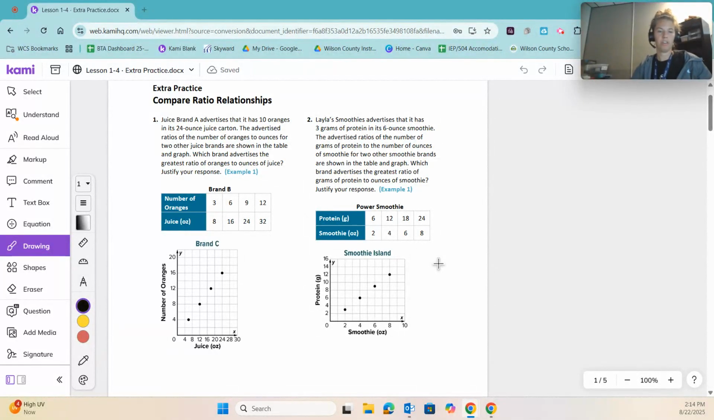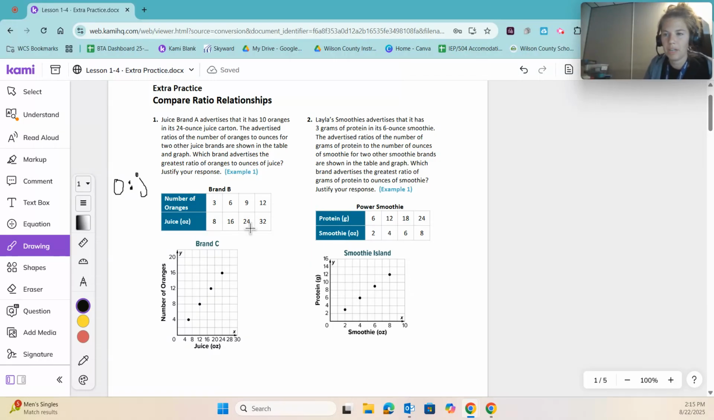Today we are comparing ratio relationships. Okay, let's take a look at this first type of problem. Juice brand A advertises that it has 10 oranges in its 24-ounce juice carton. The advertised ratio of the number of oranges to ounces of two other juice brands are shown in the table and the graph. Which brand advertises the greatest ratio of oranges to ounces of juice? Okay, so we're looking at oranges to ounces of juice. All right, and then justify your response.